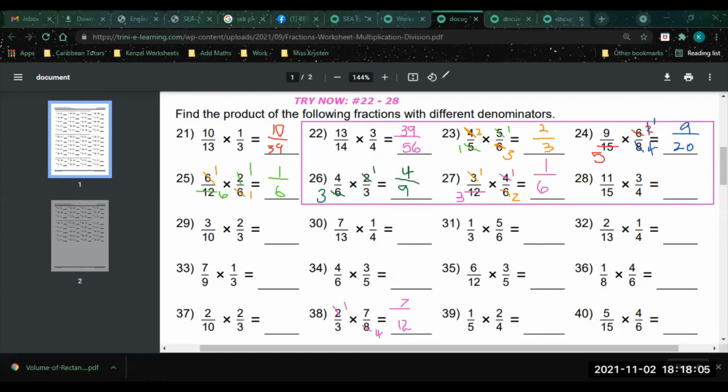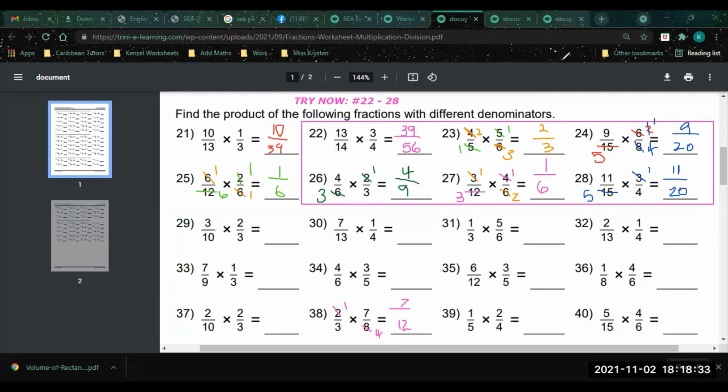And the last question here, 11 and 4 have no common factors. 3 and 15, the only common factor there is 3. So 3 could go into 3 one time, and 3 could go into 15 five times. Then you multiply the numerator with the numerator. So 11 by 1 is 11, and then 5 multiplied by 4, which are both the denominators, you'll get 20.